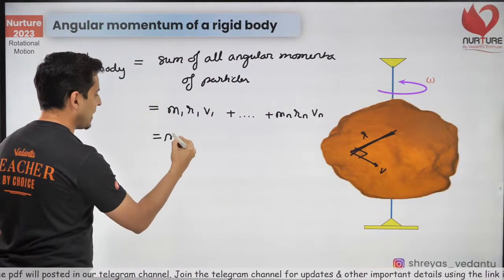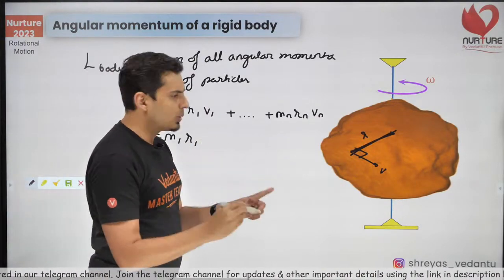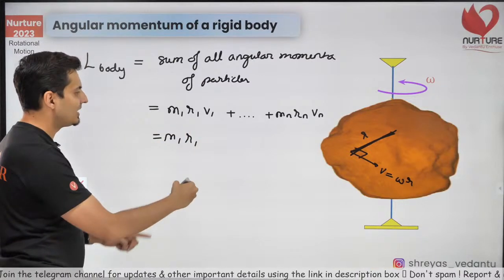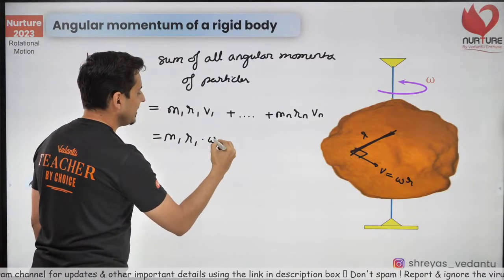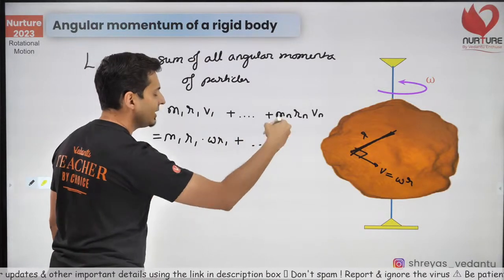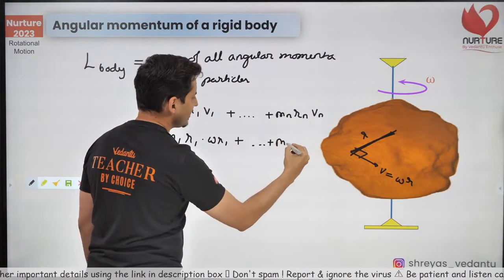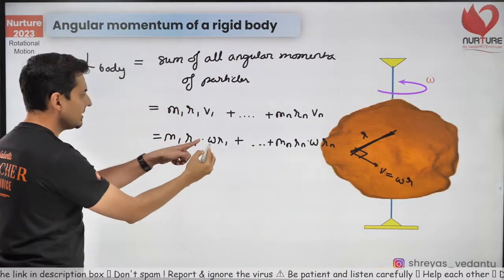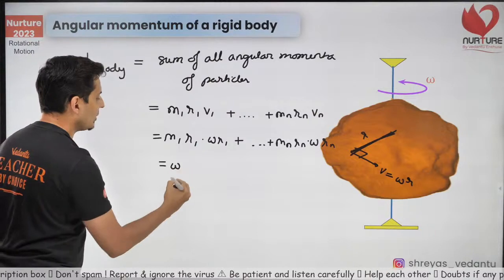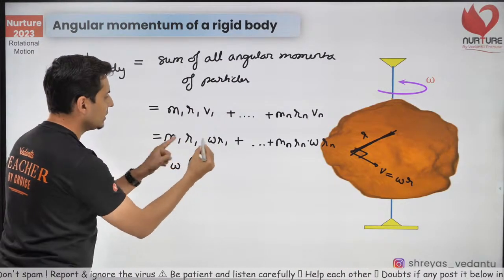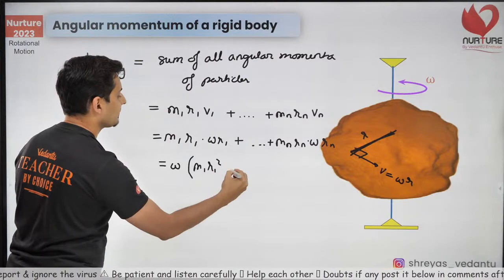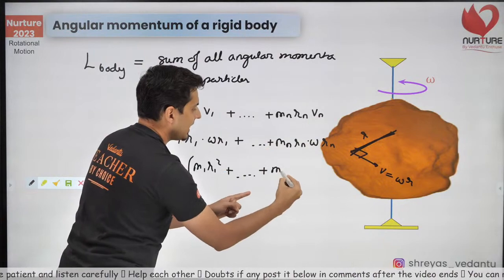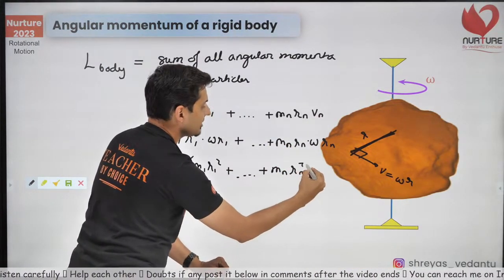So what will you get? m1 r1. Oh, I know one more thing. Each velocity is omega into r. R decides velocity, so it is nothing but omega into r1, and similarly omega into r2, and so on and so forth. Last term mn rn, omega into rn. Interesting thing is omega is same everywhere, so just take out omega. Here you have m1 r1 into r1, which is m1 r1 square. Similarly, towards the end, omega is outside, mn is here, rn into rn is rn square.